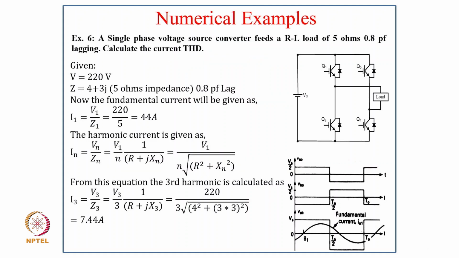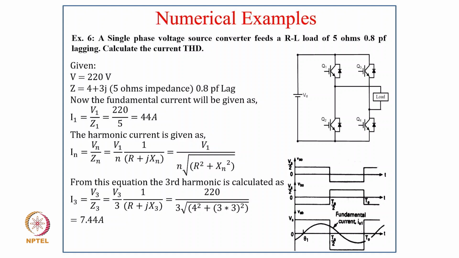Now coming to example 6. A single phase voltage source inverter feeds the RL load of 5 ohm impedance with 0.8 lagging power factor. Calculate the THD. As you can see, V equal to 220 and Z equal to 4 plus 3j, 5 ohm impedance at 0.8 lagging. Now the fundamental component will be given as I1 equal to V1 upon Z1, and putting in the values, 220 by 5, that is 44 ampere, and the harmonic current is given as In equal to Vn upon Zn equal to V1 upon n times 1 upon R plus jXn, that is equal to V1 upon n under root R square plus Xn square.